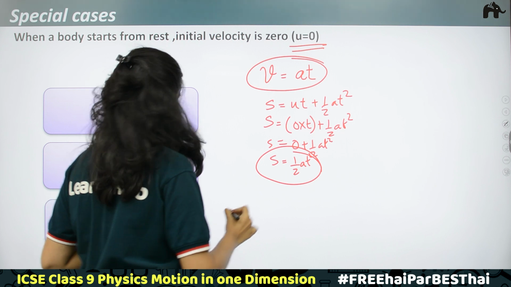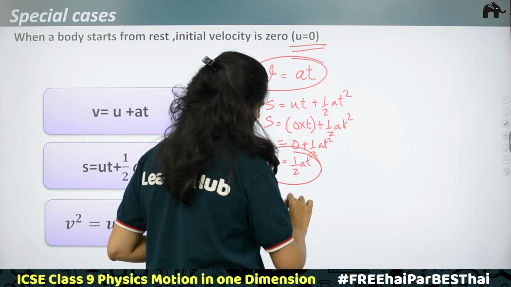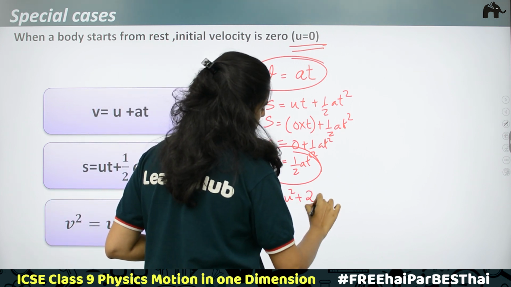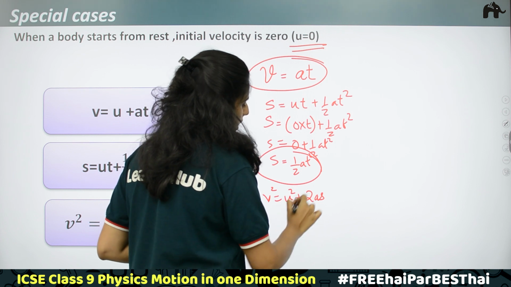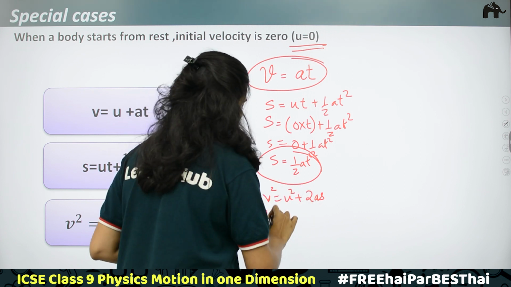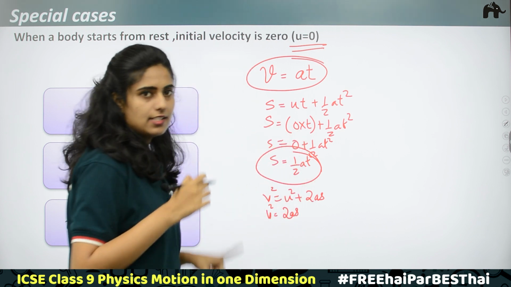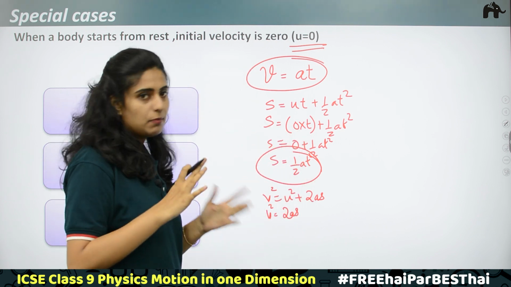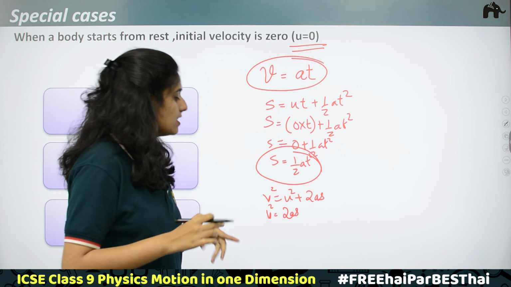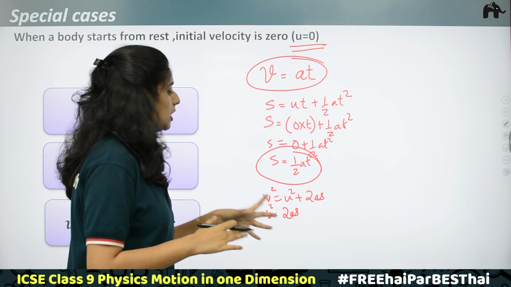Now the third equation, v² = u² + 2as. When u becomes equal to 0, then v² = 2as. If you are asked to find acceleration, then acceleration is v² / 2s. If you are asked to find the distance, s = v² / 2a.